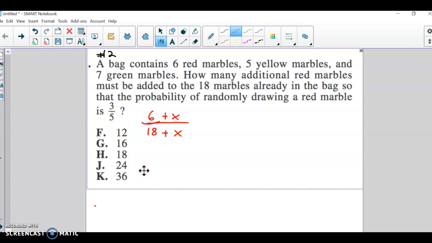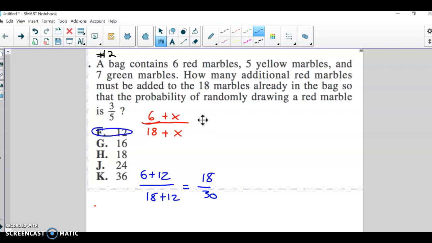Okay, so one route is you can just guess and check. If you take their answer choices, so if we added 12, we'd have 6 plus 12, 18 red marbles, and then 18 plus 12 more total marbles, so that would get us 18 out of 30. And that does actually give us the right 3/5 percentage.